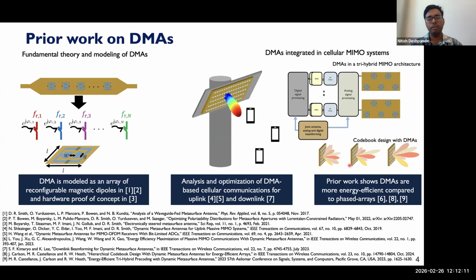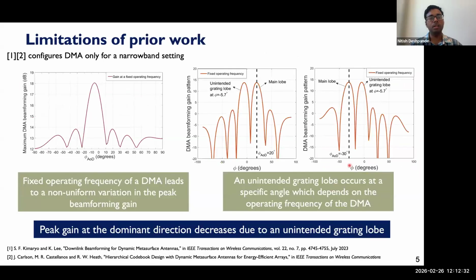Today I'm going to focus on a very specific limitation of the DMA. Most of this prior work assumes that the DMA is configured in a narrowband setting. However, for next generation communication where DMAs would operate in the upper midband spectrum, we would be focusing on a wideband setup. So I will first talk about some limitations of operating the DMA in a narrowband setting.